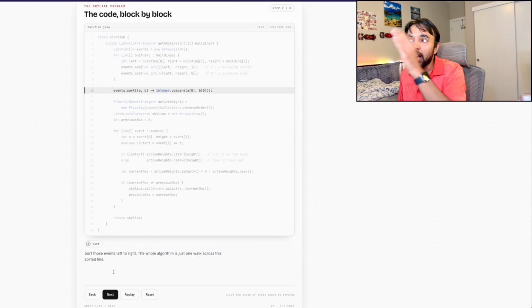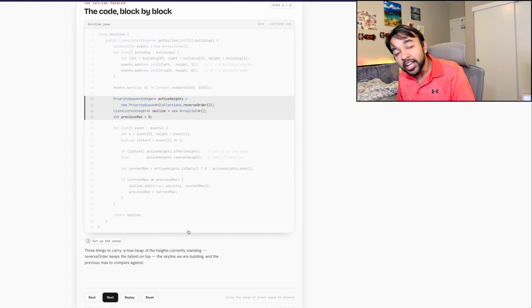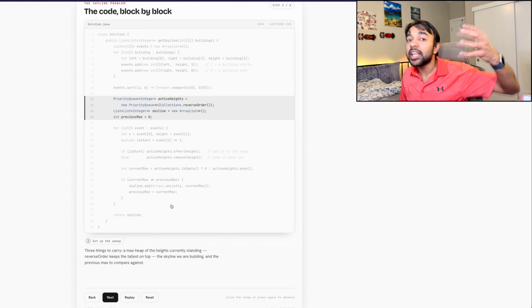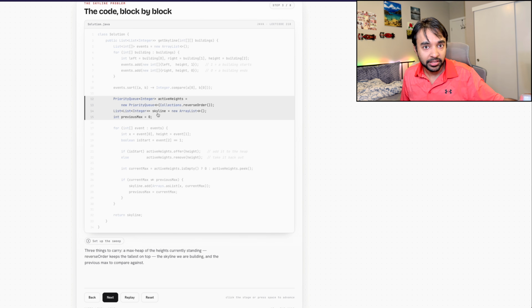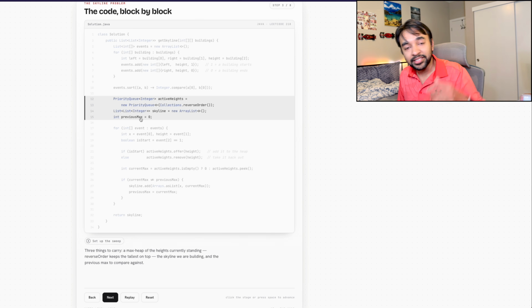For the next part, I'm going to sort it, and this is going to take order of n log n time. Moving ahead, I now need to maintain a max heap. And this is where this priority queue comes in very, very handy. Notice that I also initialize my skyline that will eventually be returned as the answer, and a previous max that is going to keep track of how the skyline is going.